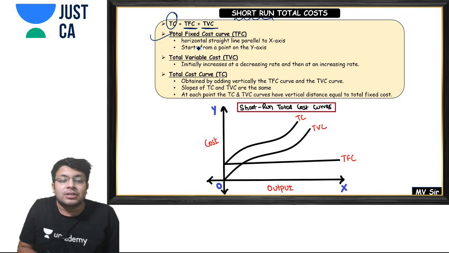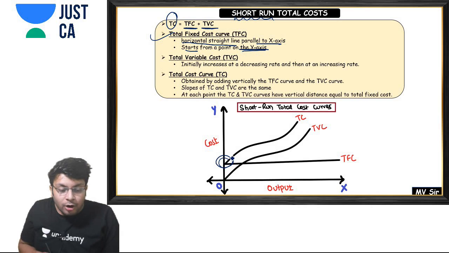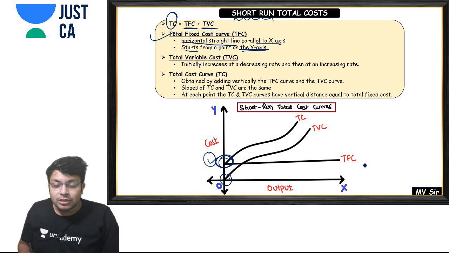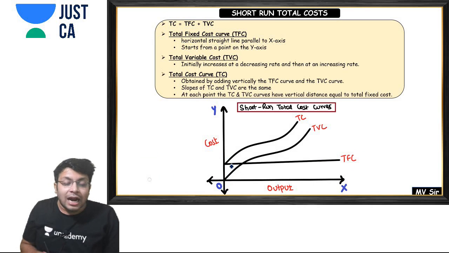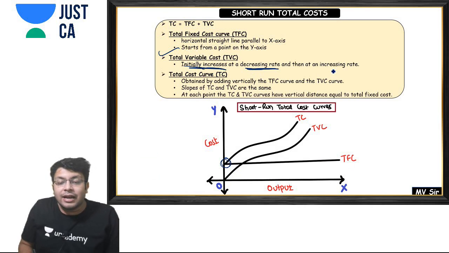Your total fixed cost curve is a horizontal straight line parallel to the x-axis, and it starts from a point on the y-axis. Why does it start from a point on the y-axis? Because, my friends, even when your output is 0, you will still have to incur some cost. Then your total variable cost initially increases at a decreasing rate and then at an increasing rate. Why? Due to the law of variable proportion.